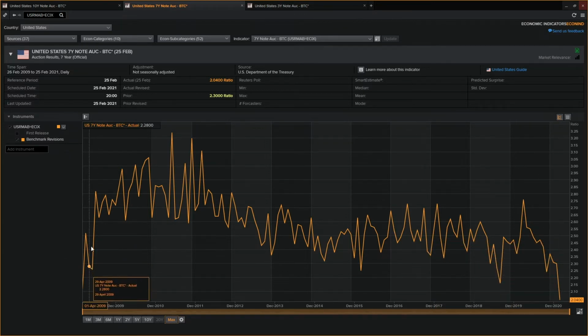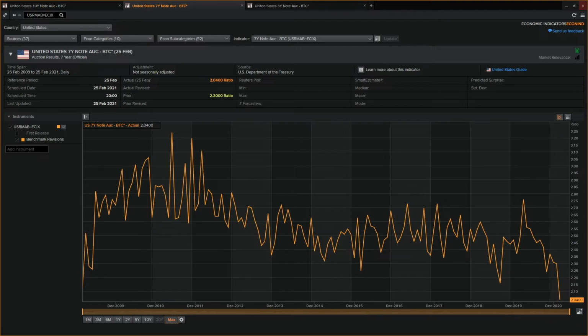And if we look back at the history, this bid to cover ratio for the 7-year note on Icon only goes back to 2009, and it was the lowest print in all of that time. So it was a seriously low print, and the size of this drop relative to the average and relative to the prior number was really the concern for the markets.